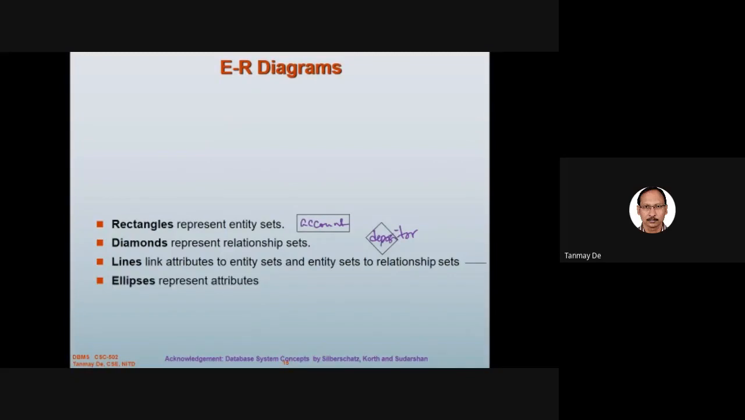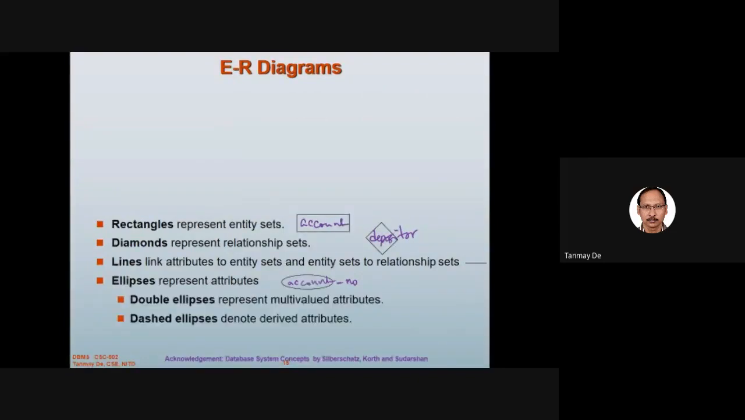Ellipse represents the attribute. Say, for example, customer ID or account number. Account number is one of the attributes, and that is represented by an ellipse or elliptical shape. Double ellipse represents the multi-valued attribute, and dash ellipse represents the derived attribute.